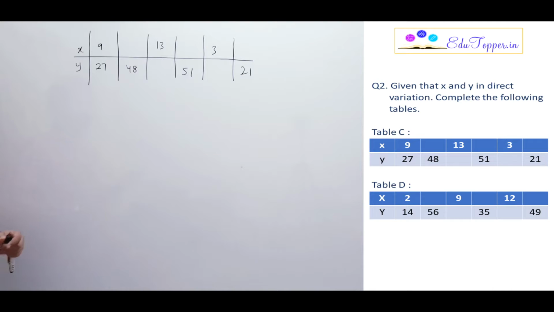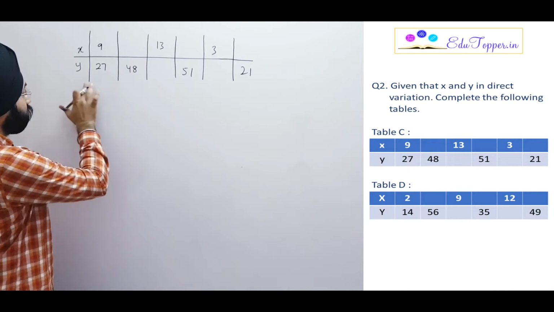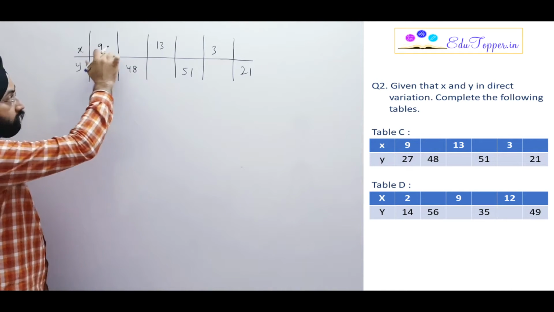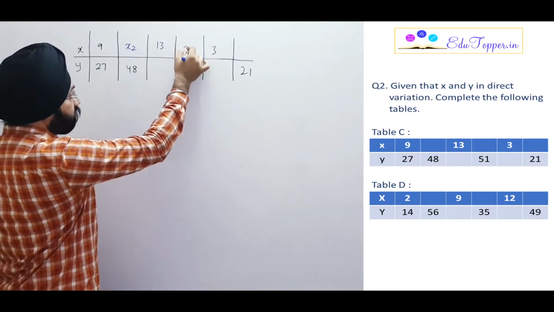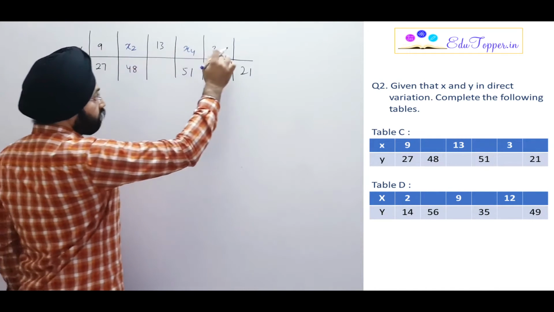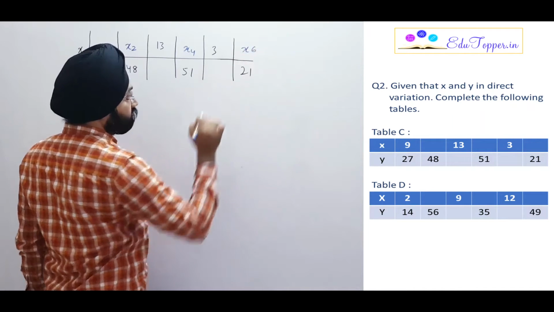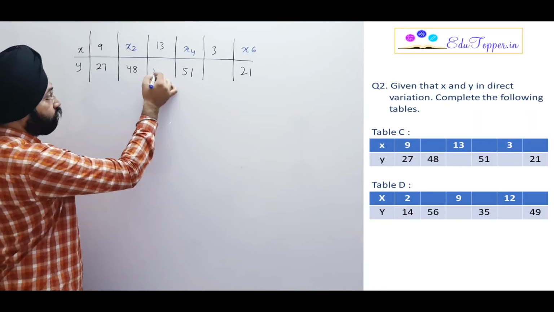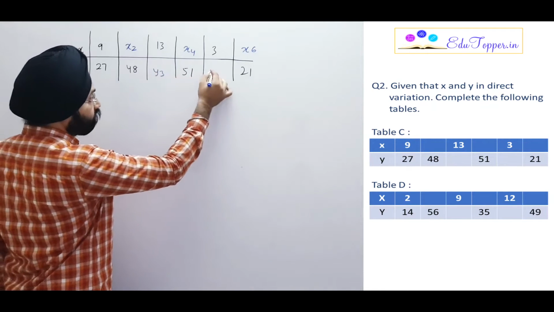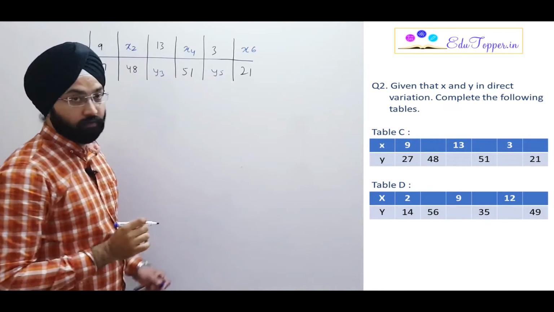Now what we do here is, this is x1, this is x2, this is x3, this is x4, this is x5, this is x6. This is y1, this is y2, this is y3, this is y4, this is y5.